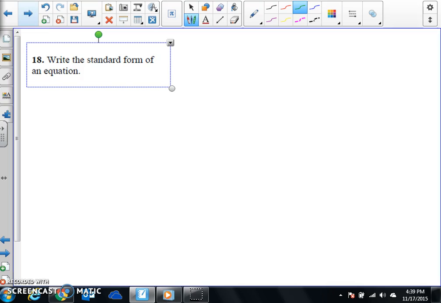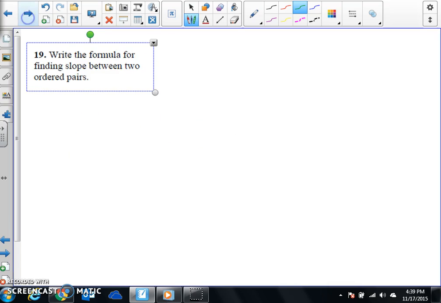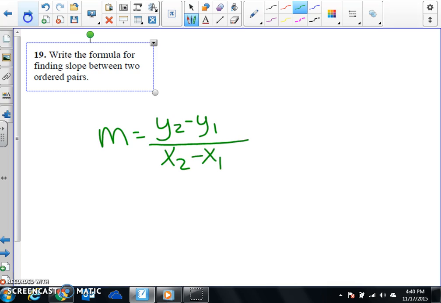Write the standard form of equation. Boom. ax plus by equals c. Remember, c is just your constant. Following slope formula, we've done it a couple times. m equals y2 minus y1 all over x2 minus x1.